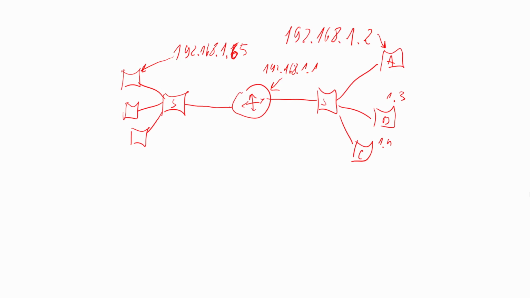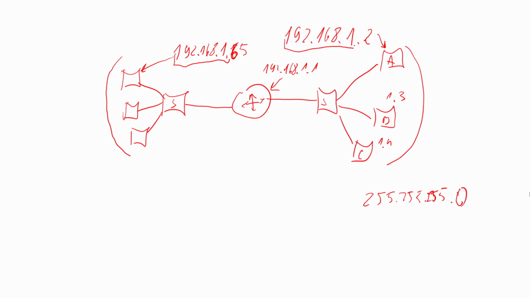What does it mean? If we use the default subnet mask like this, 255.255.255.0, this configuration is bad. These IP addresses are bad because these computers are in the same network as these computers, because this part is the same. But we can divide this network into subnets and separate these networks.